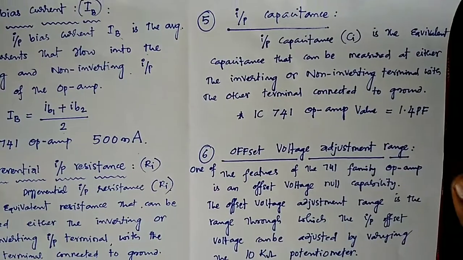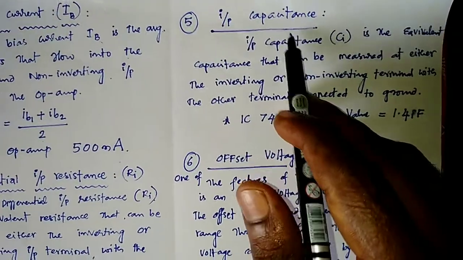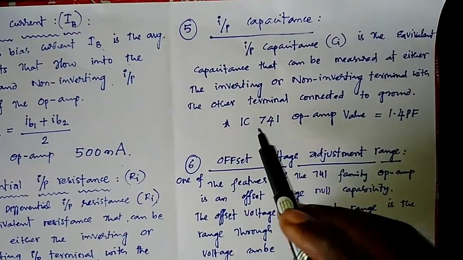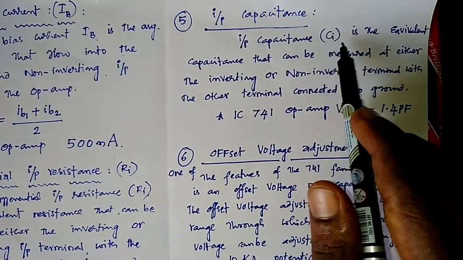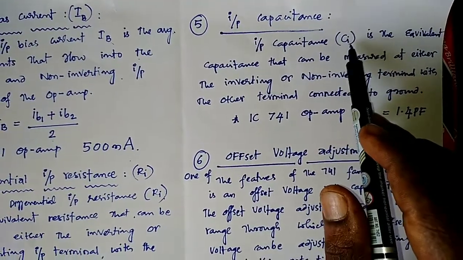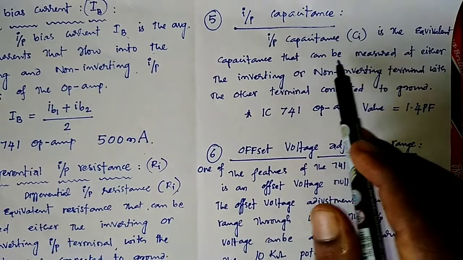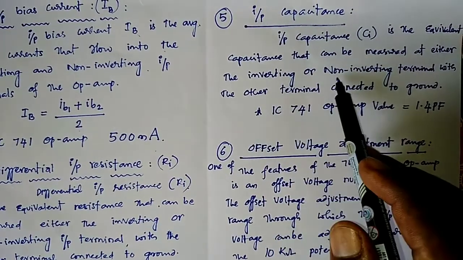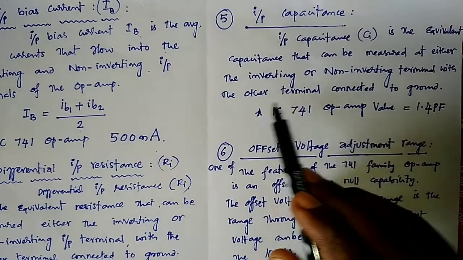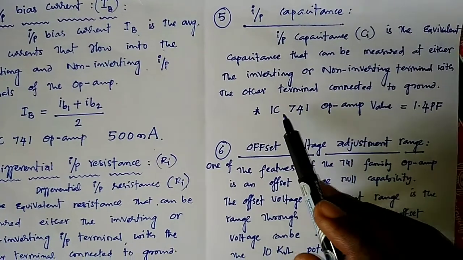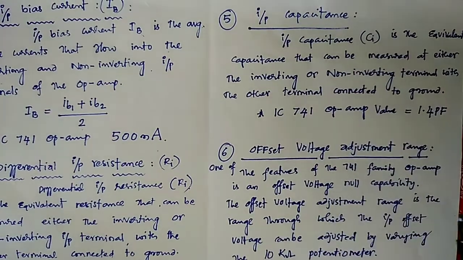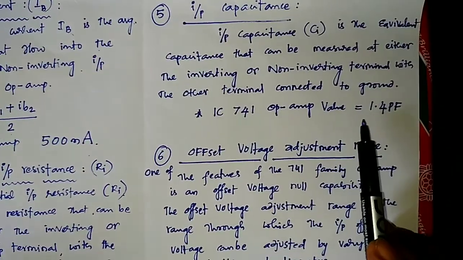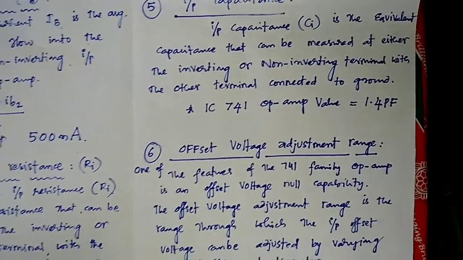The fifth one is input capacitance. Input capacitance is very similar to input resistance. Input capacitance, denoted by Ci, is the equivalent capacitance measured at either the inverting or non-inverting terminal with the other terminal connected to ground. The practical value for IC741 is 1.4 picofarads.